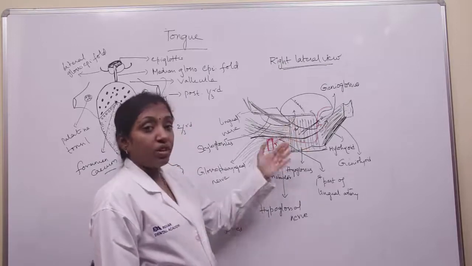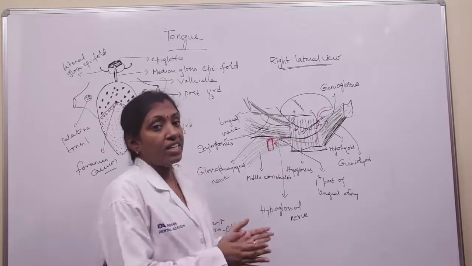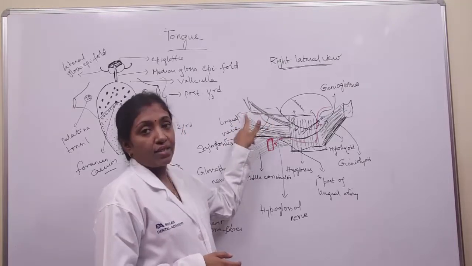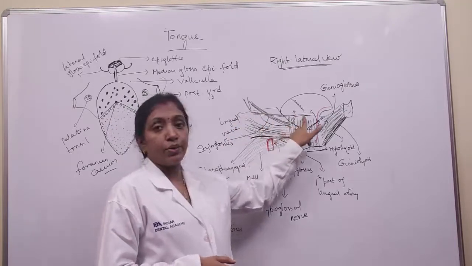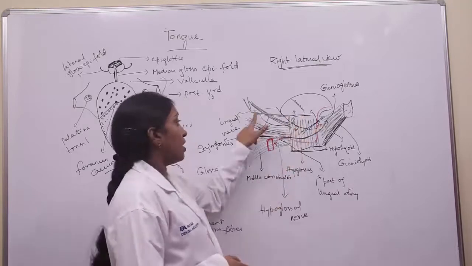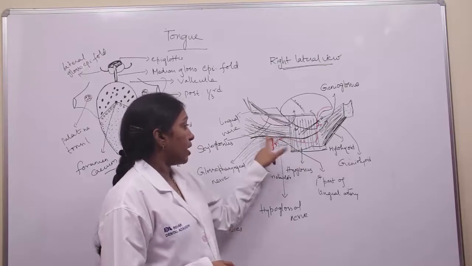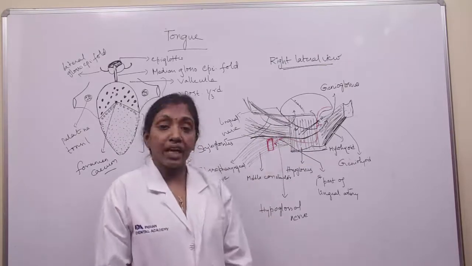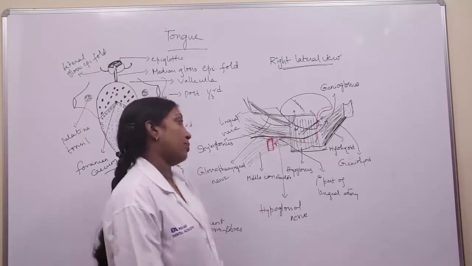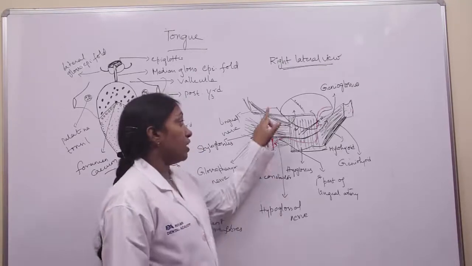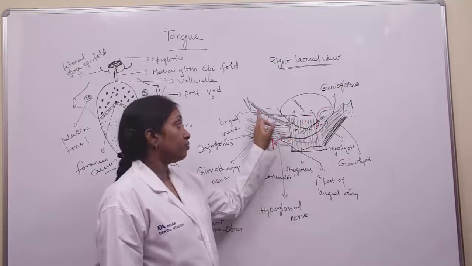And coming to the relations of the hyoglossus muscle, it is related laterally to styloglossus. This styloglossus muscle arises from the tip of the styloid process and is inserted into the lateral margins of the tongue, as well as the hypoglossal nerve. This is the hypoglossal nerve, along with which the venae comitantes are there. Two veins accompany the hypoglossal nerve, and the first part of the lingual artery is there, and the lingual nerve is there.